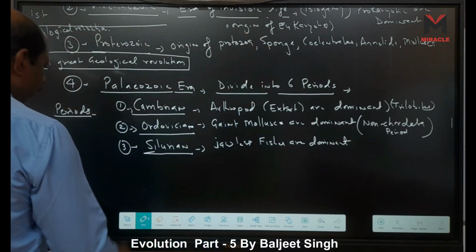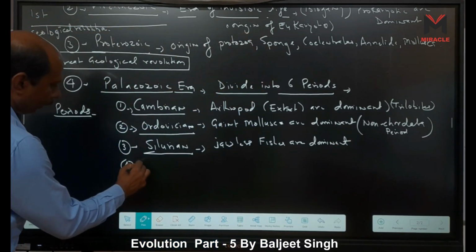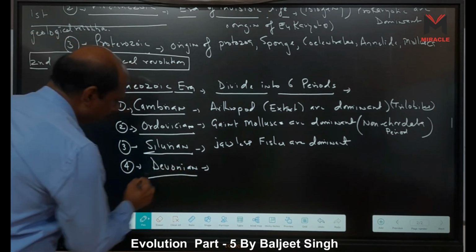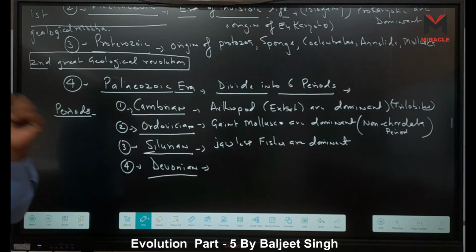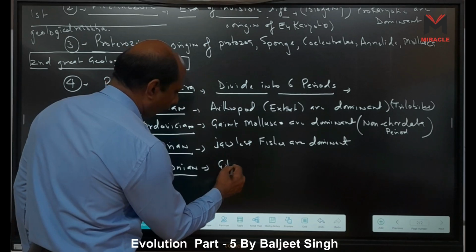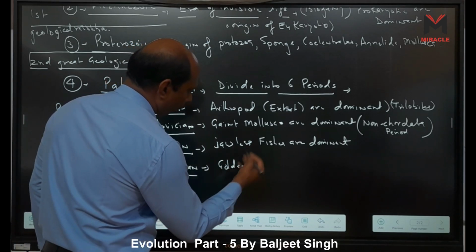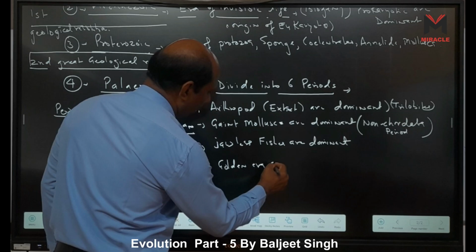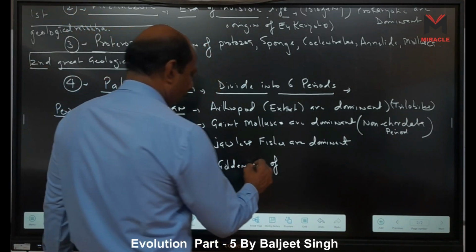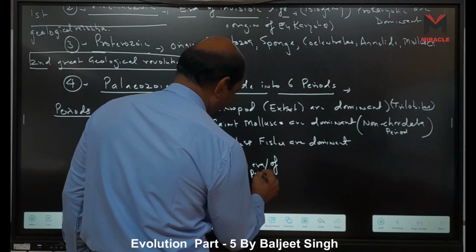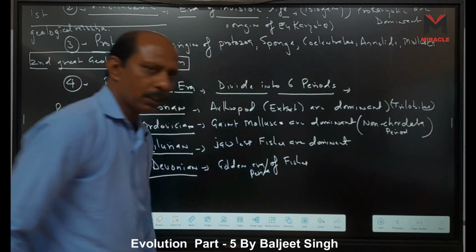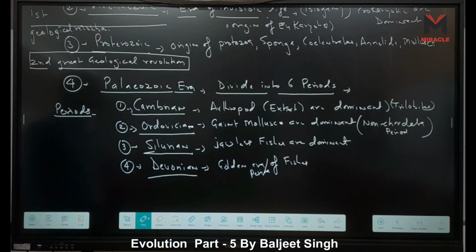After Silurian, we have the fourth, it is Devonian. These period names are also present in our NCERT, so you have to read this one, right? Devonian is called the golden era of fishes, or we can say, as it is not an era, golden period, or period of true fishes. Fishes means they may be chondrichthyes or osteichthyes.